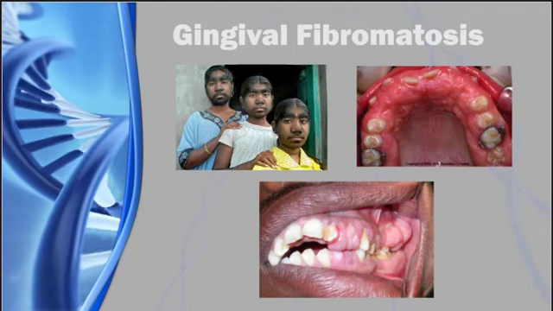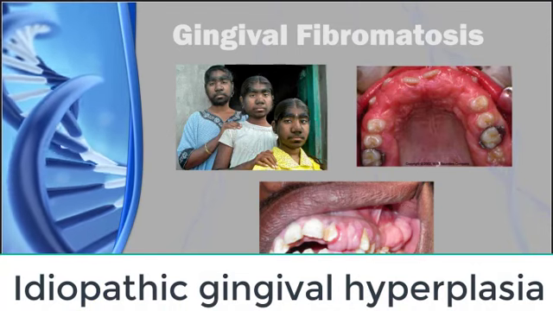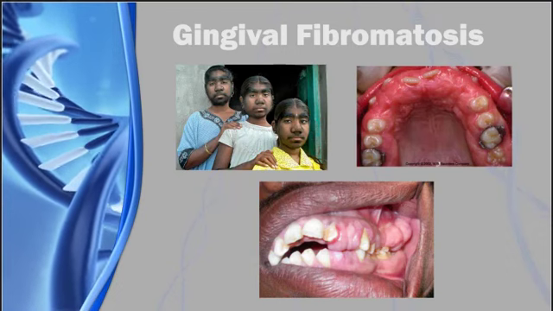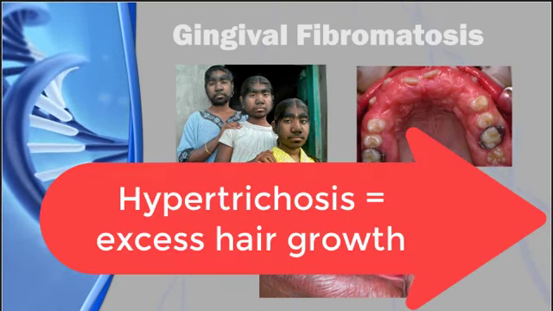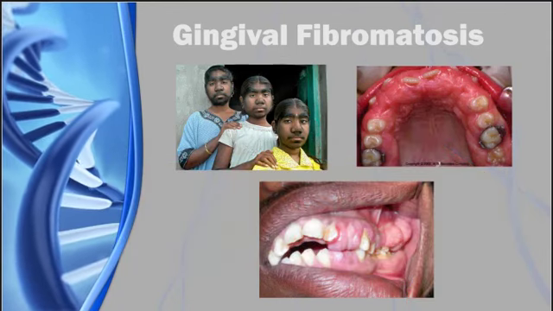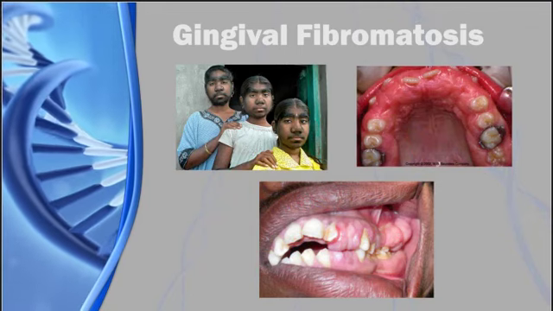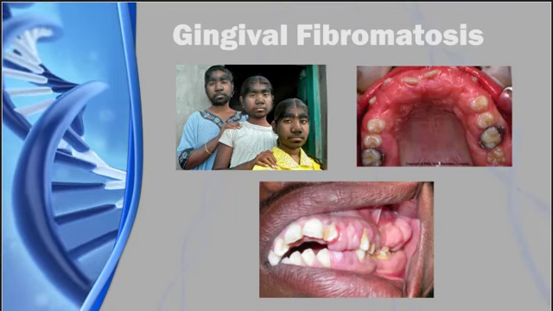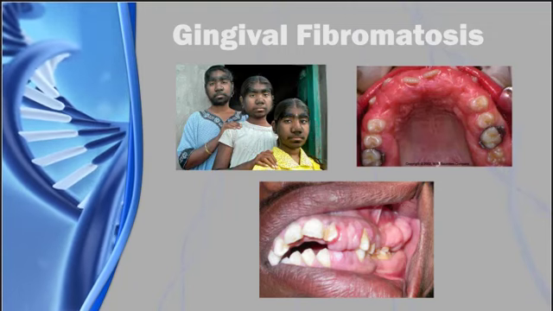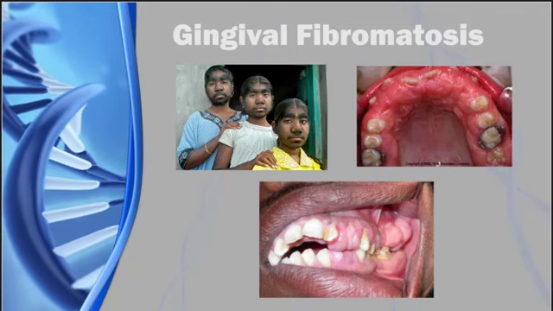Gingival fibromatosis is also known as idiopathic gingival hyperplasia. Gingival fibromatosis is also associated with hypertrichosis, which is excessive hair growth. It's also associated with epilepsy and cognitive disability. The gingival overgrowth seen in this condition can be either localized or generalized, but it can grow so excessively that it completely covers the teeth. So in that case, the teeth would have to be exposed surgically.